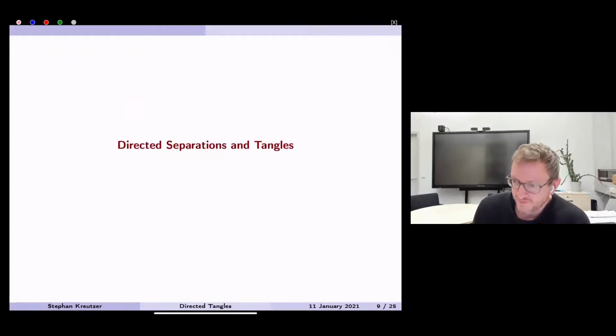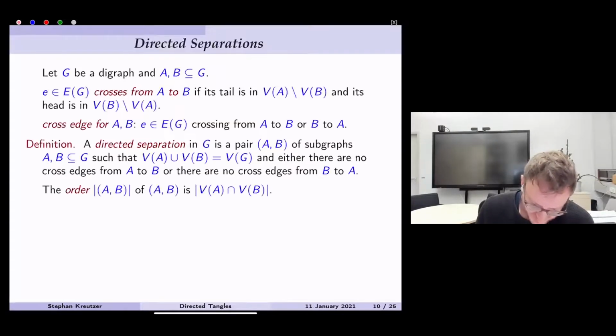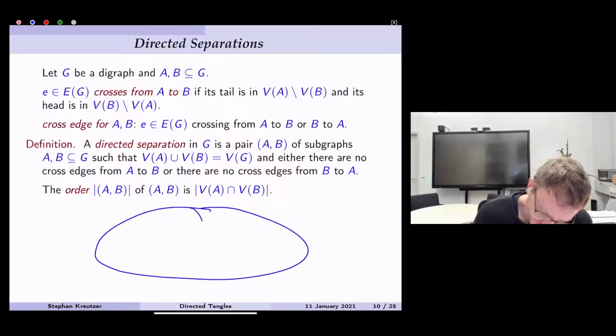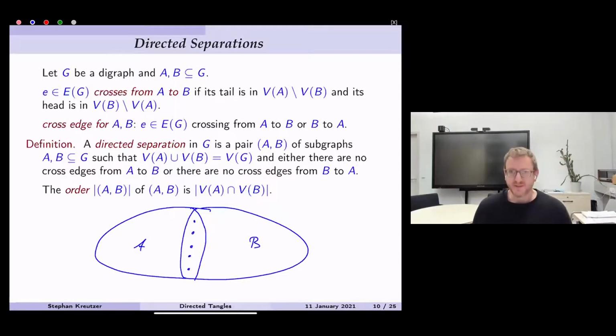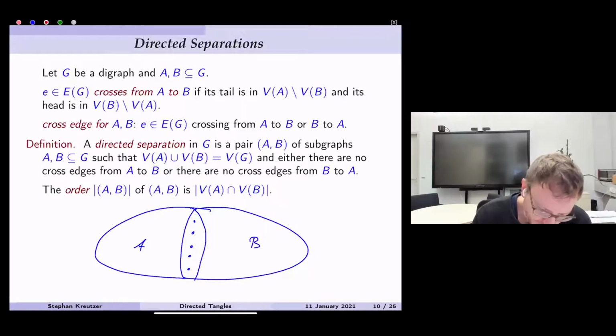Okay. So, directed separations and tangles. Just to fix some notation, in a digraph we have the same concept. So we have a nice directed graph, and then we want to separate it into two pieces, A and B, and then these would be the separated sides and the separator. But because it's a directed graph, you will have edges crossing from one side to the other. So at least we shouldn't forbid this.